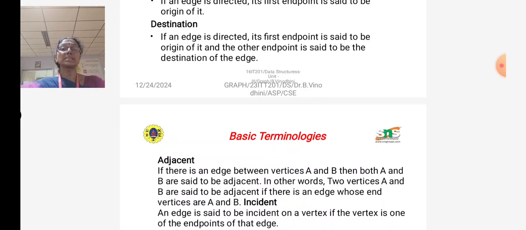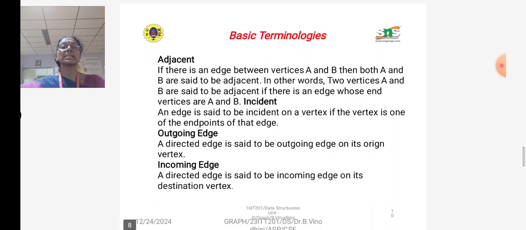Next is adjacent. If there is an edge between vertices A and B, then both A and B are said to be adjacent. In other words, the two vertices A and B are said to be adjacent if there is an edge whose end vertices are A and B. It is called adjacent.